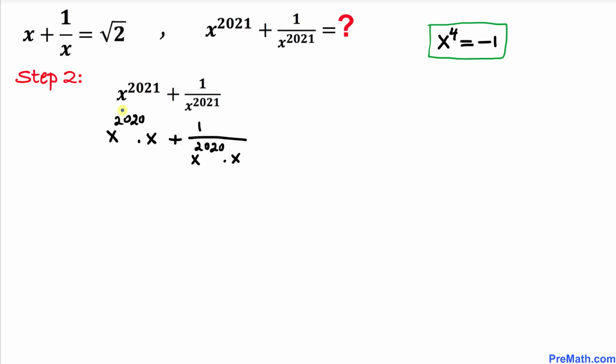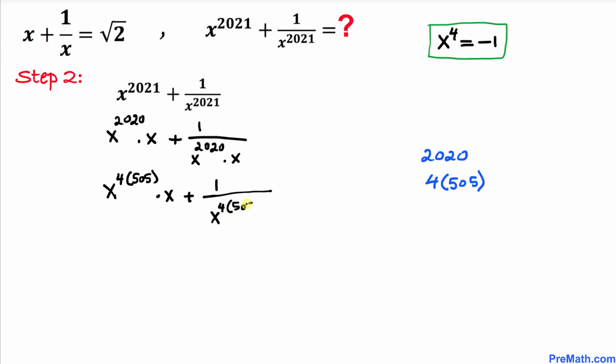And now let's focus on this exponent 2020. We can write this 2020 as 4 times 505. So let's replace this 2020 and this 2020 by these two factors. So therefore we can write x to the power 4 times 505 times x plus 1 divided by x to the power 4 times 505 and then times x.